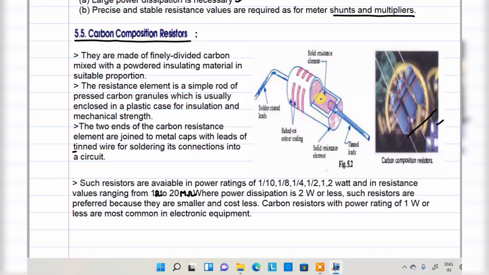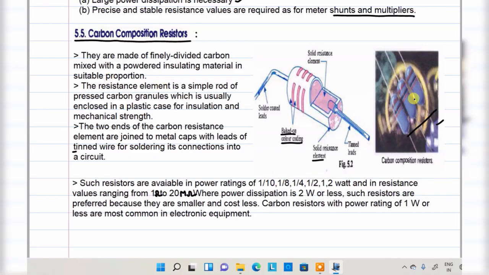So look here, this carbon composition resistor has bar color coding, as well as a solid resistance element, as well as tinned leads. These are the leads to connect it in the circuit, and a solid resistance element. If you cut the particular carbon composition resistance, inside a solid resistance element is present.